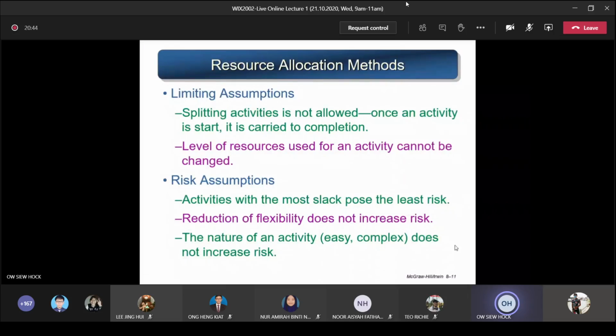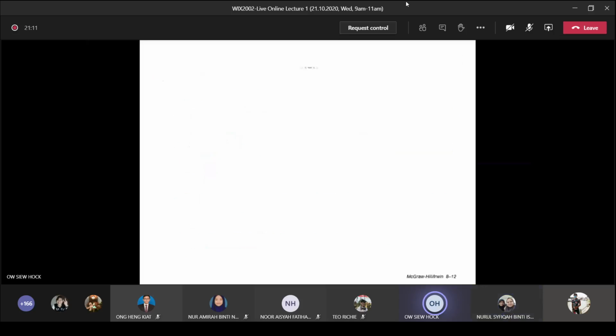Another assumption here. Just a minute, my slide disappeared. Can you still see the slide? Yes. Can you still see it, because just now my screen disappeared. Okay, thank you.